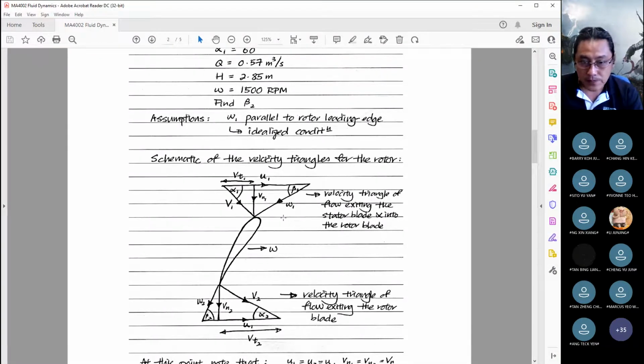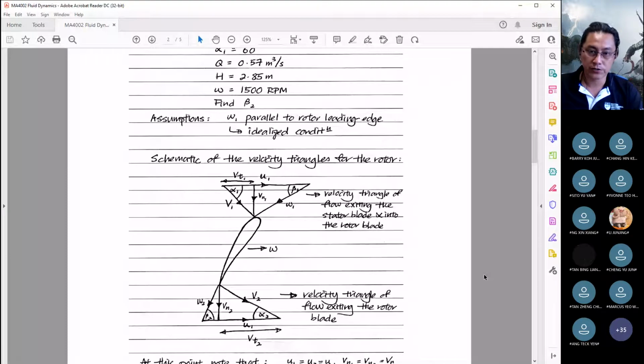After that, once you have U1, W1, U2 and W2, you can surely draw V1 and V2, and that will complete the velocity triangle. After that, you can draw the Vn components, Vn1 and Vn2, and indicate alpha 1, beta 1, alpha 2, beta 2. Basically that will give you a good idea of how the velocity triangles look, and to construct the equation.